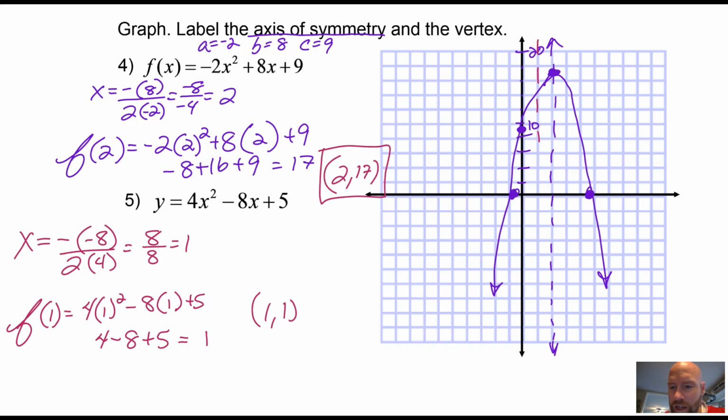so I expect a dashed line at x equals 1, and I'm using a different color here so that you can see the different graphs even though they're on the same graph. So x is equal to 1 is my axis of symmetry. 1, 1 is where my vertex is going, so it goes right there.